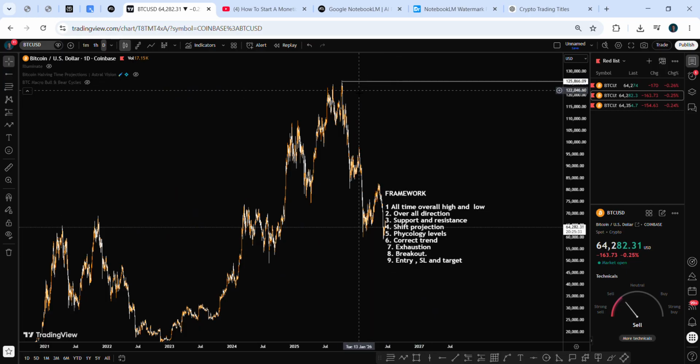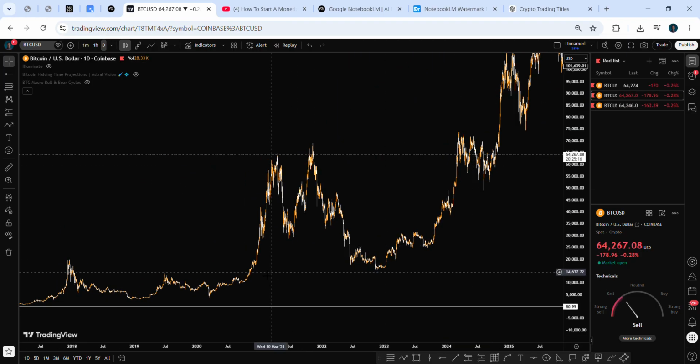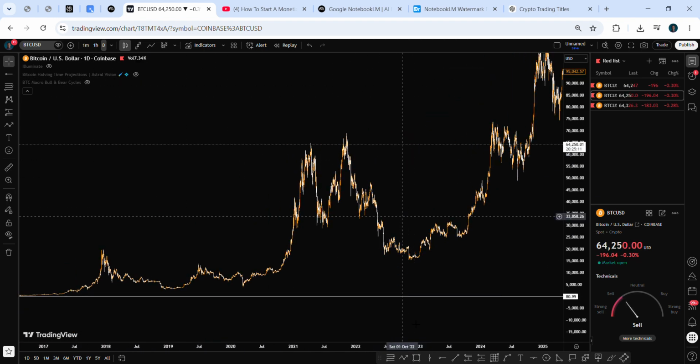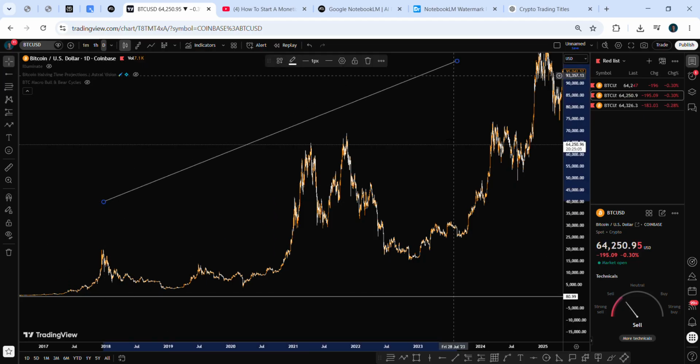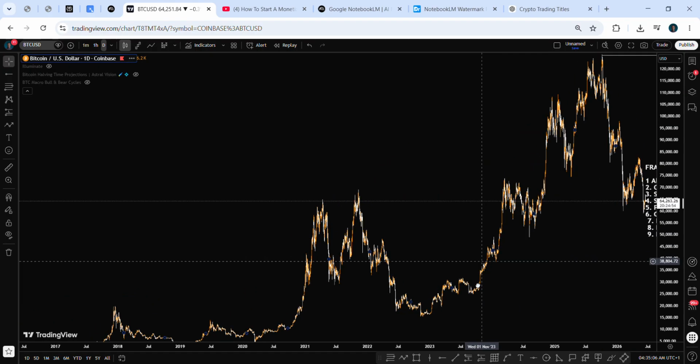So now I have been able to mark my overall high. This is my overall high, around 125k. Then the lowest point is around 80k. As you can see, from the lowest point to the highest point, we have a bullish trend, meaning that price is creating higher highs, higher lows.